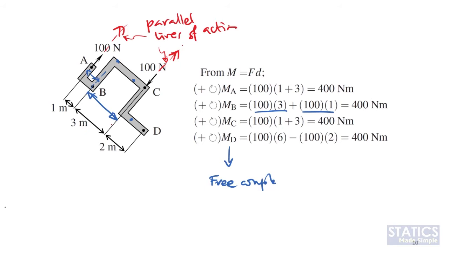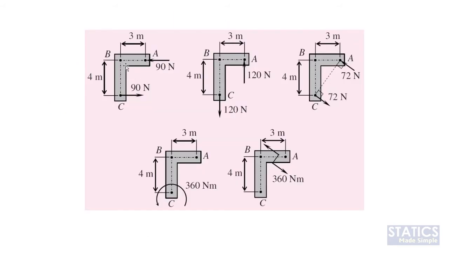So we can have, for example, something like this: 90 Newton at point A to the left, another 90 Newton at point C to the right. These two will construct a couple. They will create a free couple, and that free couple will be equal to 90 times 4, which equals 360 Newton meter, and the rotation is counterclockwise.